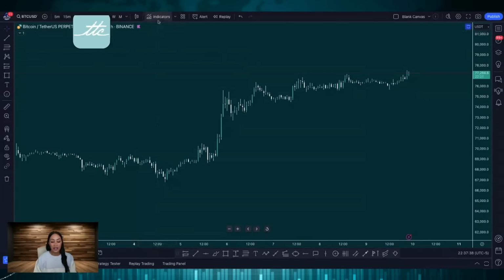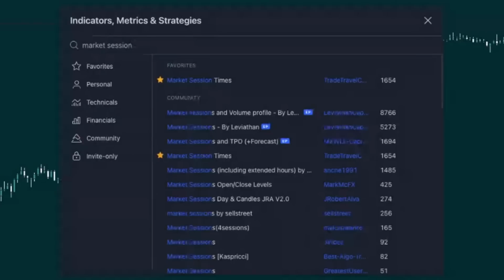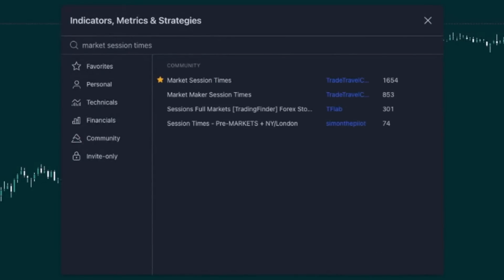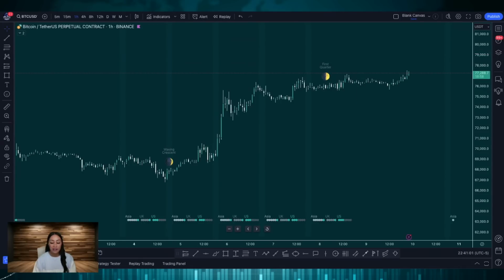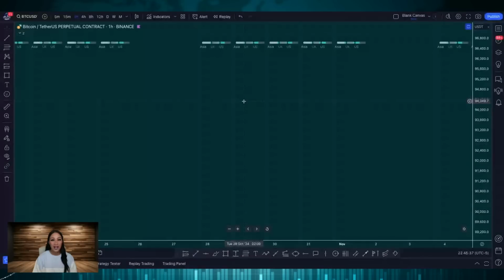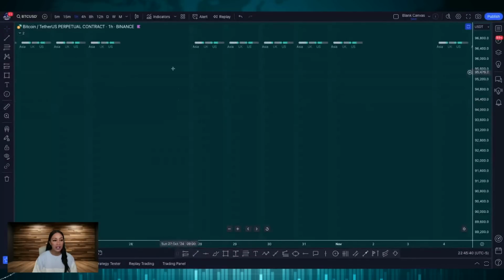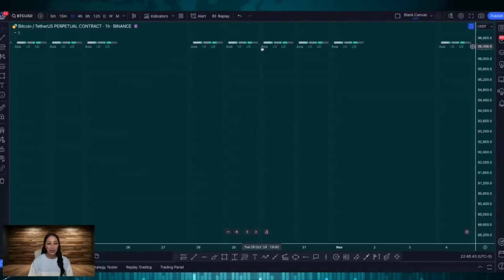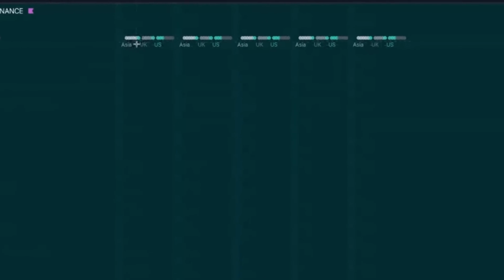The first indicator I'm going to be showing you is market session times. The crypto market is 24/7, but here at TTC we trade on CME time. This indicator helps us to time the market, helps us to clearly and quickly identify where the weekend is, our trading days, and our trading sessions.